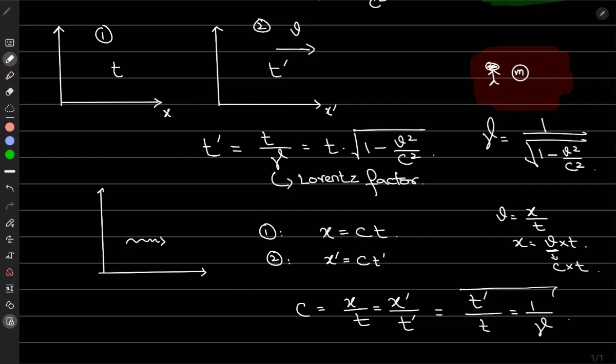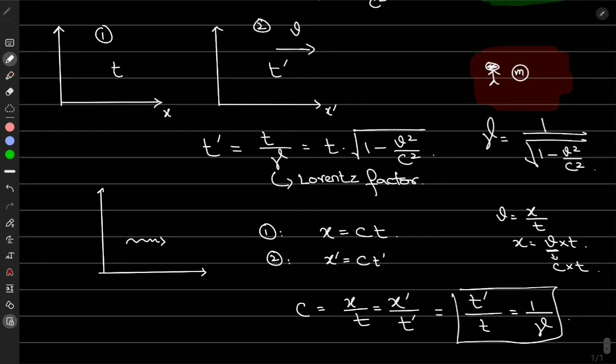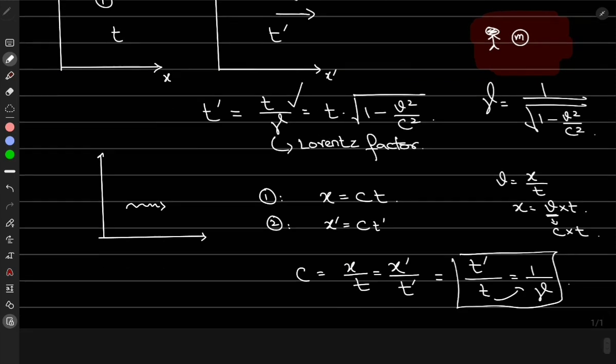That's how, or why, I wrote this equation, right? So now if you just bring this t to the other side, it becomes t over gamma. T over gamma equals t prime, right? So this gives us the equation that we started with. Now, we are also going to derive this Lorentz factor. Let's do that.